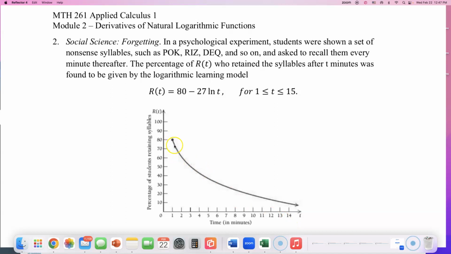It makes sense that the graph is going down because the percentage of students retaining the syllable is probably going down as they forget it as time goes. And it's going from 1 minute to 15 minutes, so I guess they will stop after 15 minutes. They will not be asking anymore.